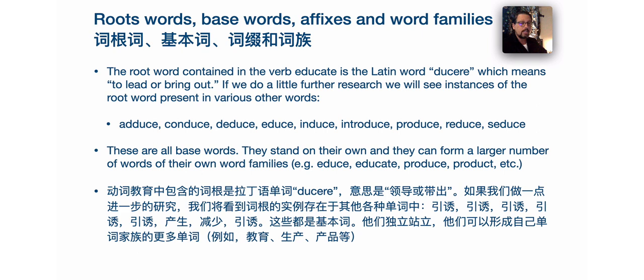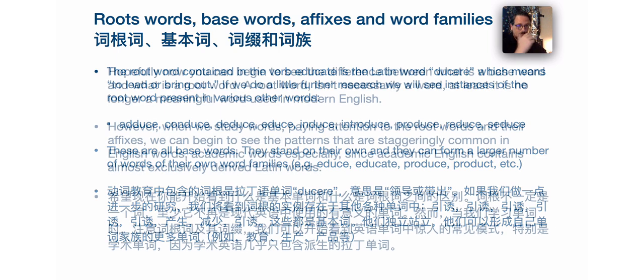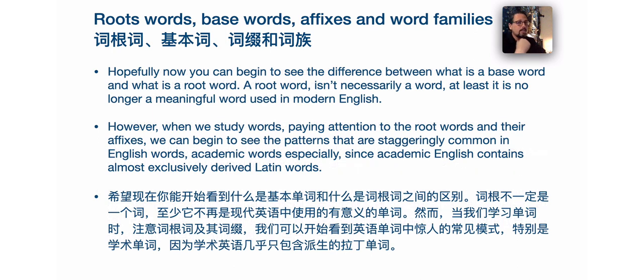These are all base words. They stand on their own, and they can form a larger number of other words of their own word family. So educate, education, produce, production or product. So those are the base words, and then we can add suffixes to give that base word a different type of a function, but it typically maintains the same meaning. That meaning is found in the root word.